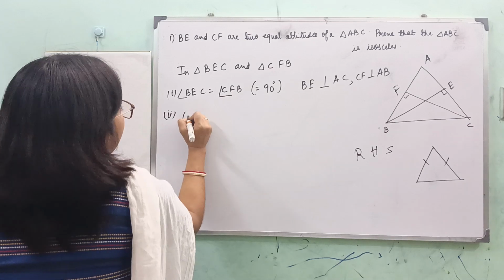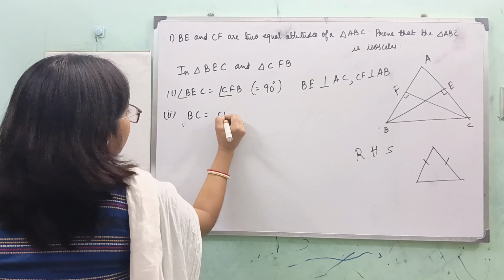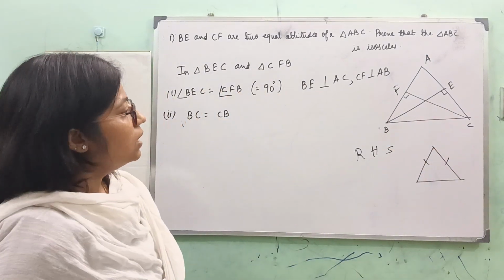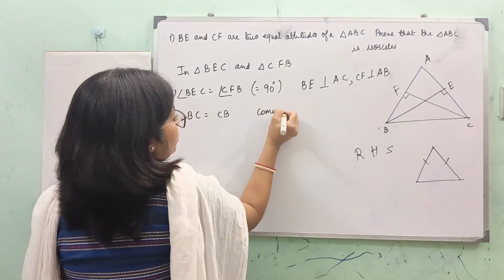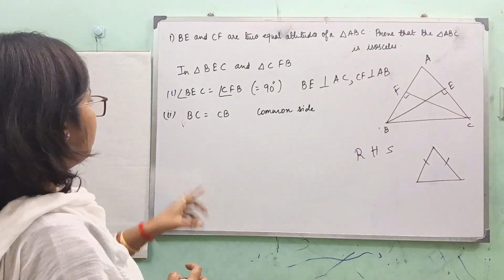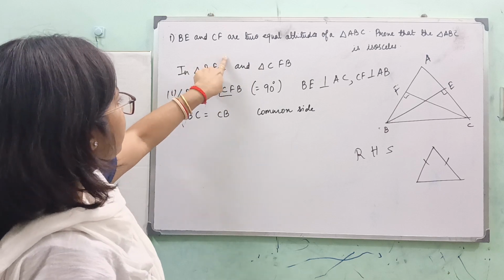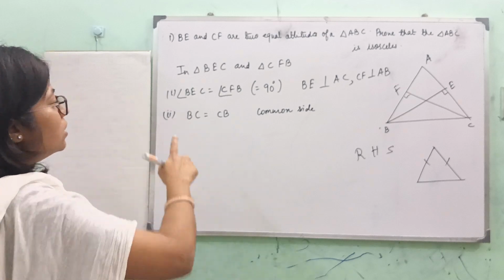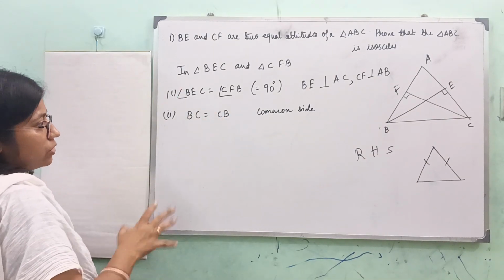Now next is BC equals CB. Why is BC equal to CB? Because both have the hypotenuse BC. That's a common hypotenuse or common side for both the triangles. But I said BC is equal to CB because, by the naming, by matching the vertices, BC for this means CB for this. So I said, try following the order of the vertices when you write about the triangles.